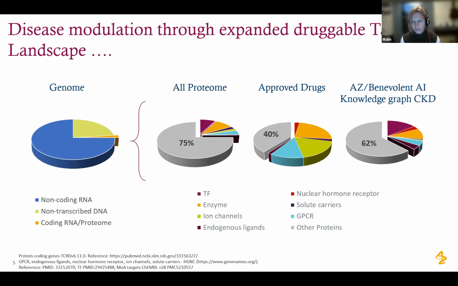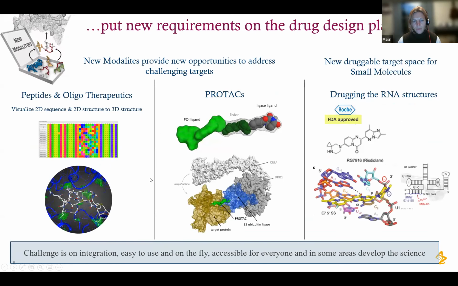And then to the furthest right here, I just looked at one analysis for one of our collaborations with Benevolent AI, generating a knowledge graph within the CKD area, and how does that look, right? And there is still a large, great portion of other types of proteins for us to address, which is listed as preferred targets. So that's a changing landscape where we really try to address these new target classes. And to do that, we have several new modalities there.